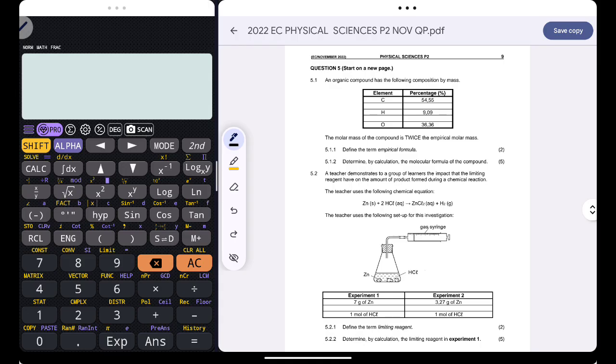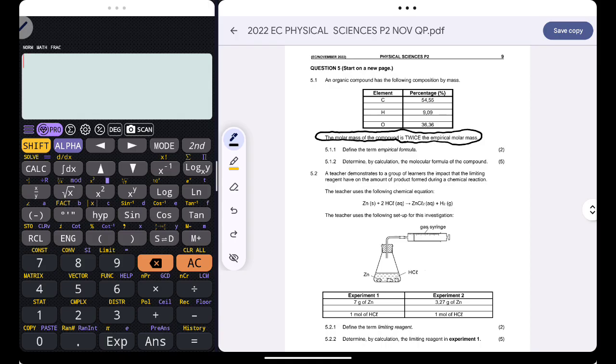Okay, we are told that an organic compound has the following composition. Carbon has 54.55%, hydrogen is only 9.09%, and then oxygen is 36.36. Okay, and then we are told that the molar mass of the compound is twice the empirical molar mass. We will need this statement whenever we find the molar mass of the compound.